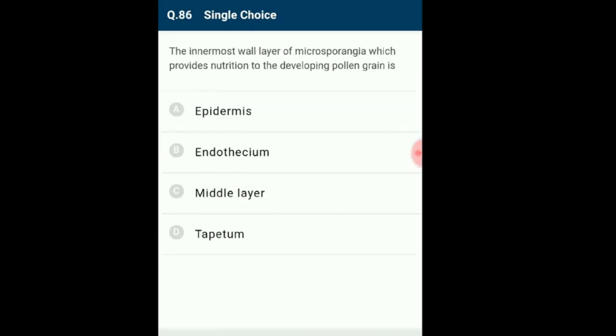Question number 86. The innermost wall layer of microsporangia, which provides nutrition to the developing pollen grain, is. Microsporangia is surrounded by four layered walls: epidermis, endothecium, middle layers, and innermost is tapetum. Tapetum provides nutrition to the developing microspore mother cells. So the answer is option D, tapetum.